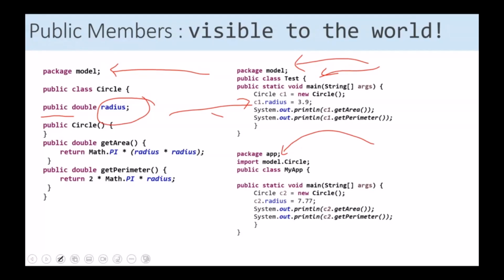What's the package name? Which class do I need to use? Import model dot. So now you know how to use a class from another package: import the package name and the class. Now Circle c2 equals new Circle, then c2.radius. It's allowed, right? Can you change the radius directly? Yes. Radius is public, so even from outside the package, you can directly see it and access it. Do you get this, guys?